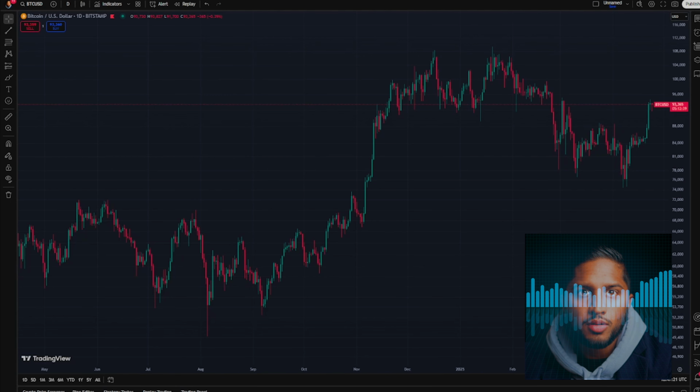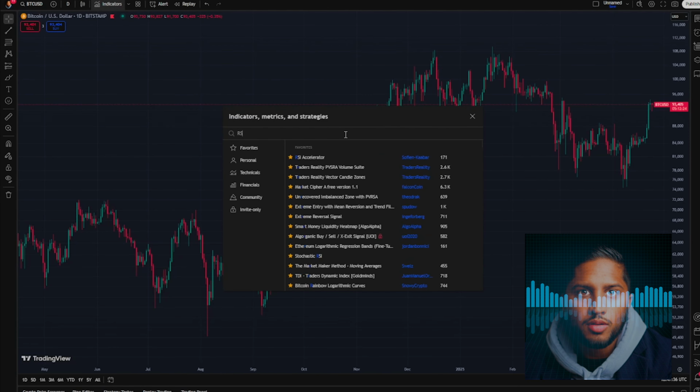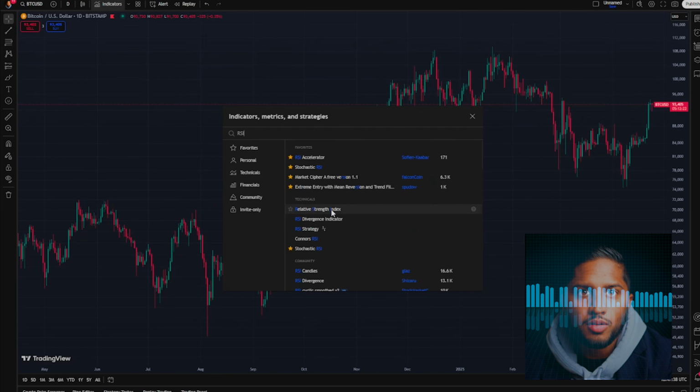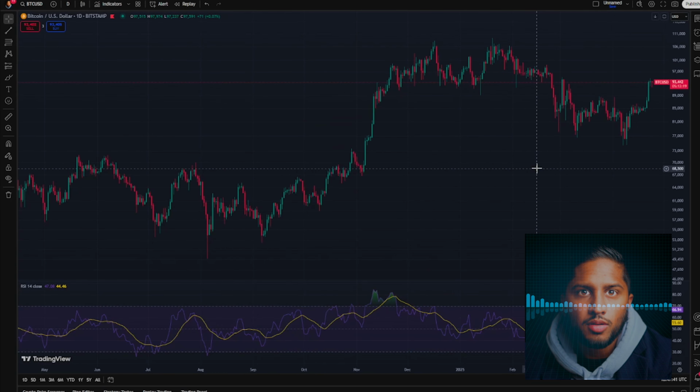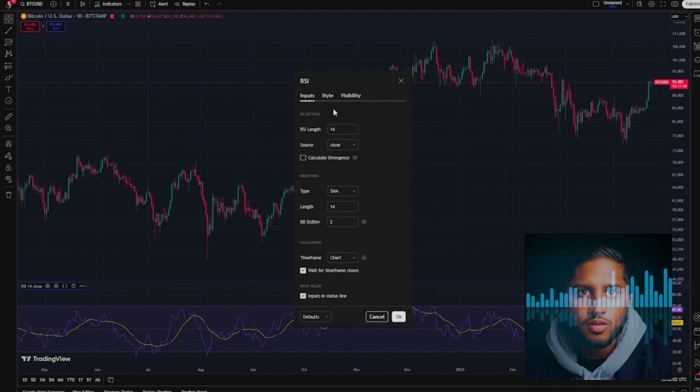Let's look at BTC and turn on RSI. First, open up TradingView. If you do not have an account, you can easily get one for absolutely free. Click on the indicator in the top section and type in RSI. Under technical, select Relative Strength Index. There you go. And then hover over here and select this settings icon so you can see my settings. It is default, so yours should look like the same thing.